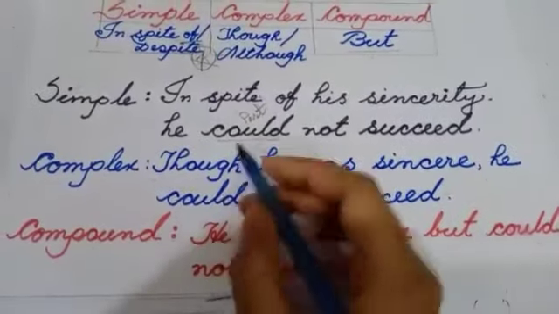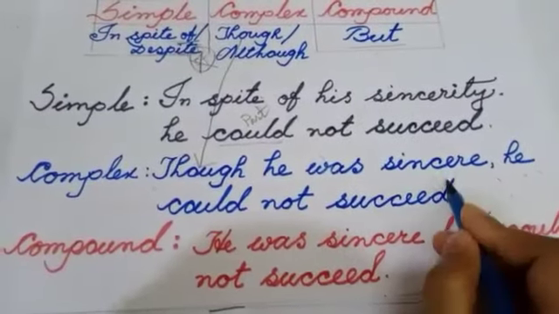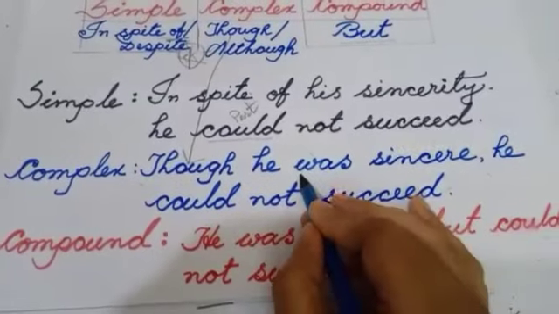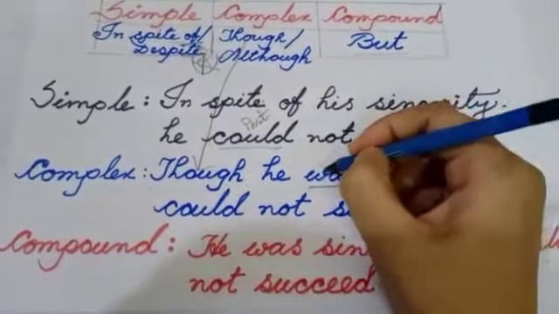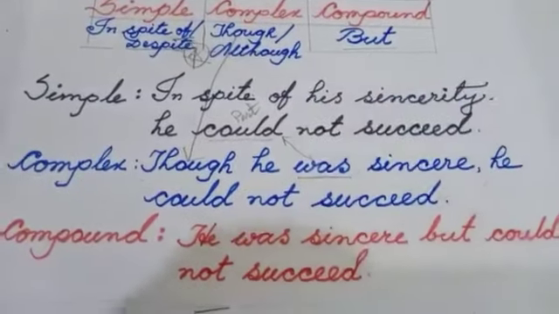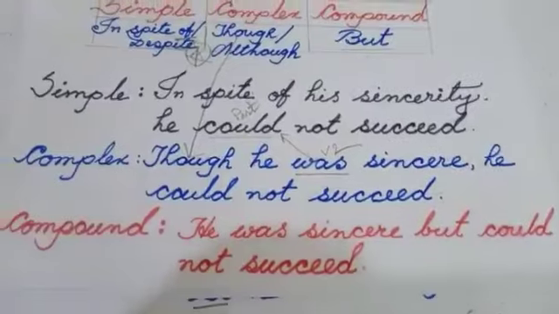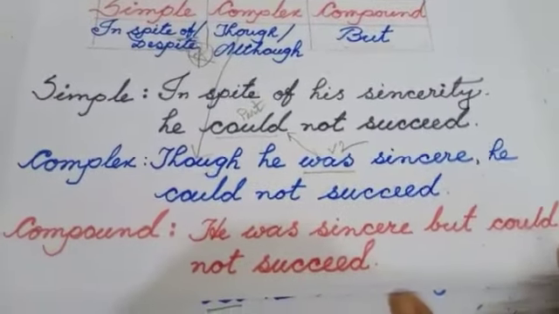Okay, now what will be the complex sentence? To make it complex, we have to use though. Though he was sincere, he could not succeed. Now tell me why we use here was instead of is. Because the given sentence is based on past tense. That is why we have to use V2 here. Okay? Now the compound sentence.